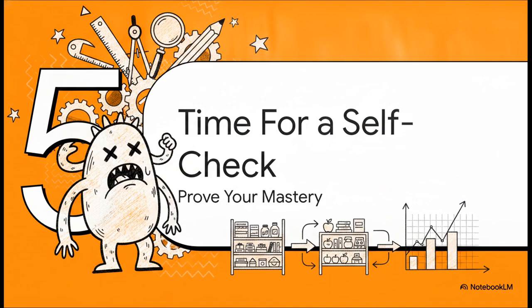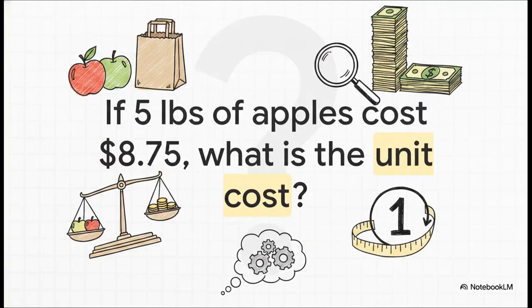Section 5. Time for a self-check. You've equipped the tools, you defeated the non-proportional boss, so now it's your turn for a quick self-check to prove your mastery. I want you to pause this explainer right here and use everything we've just reviewed to solve this real-world grocery problem. The question is, if 5 pounds of apples cost $8.75, what is the unit cost per pound? Keep a really close eye on your units, think about finding that magic number 1, and go ahead and solve it.